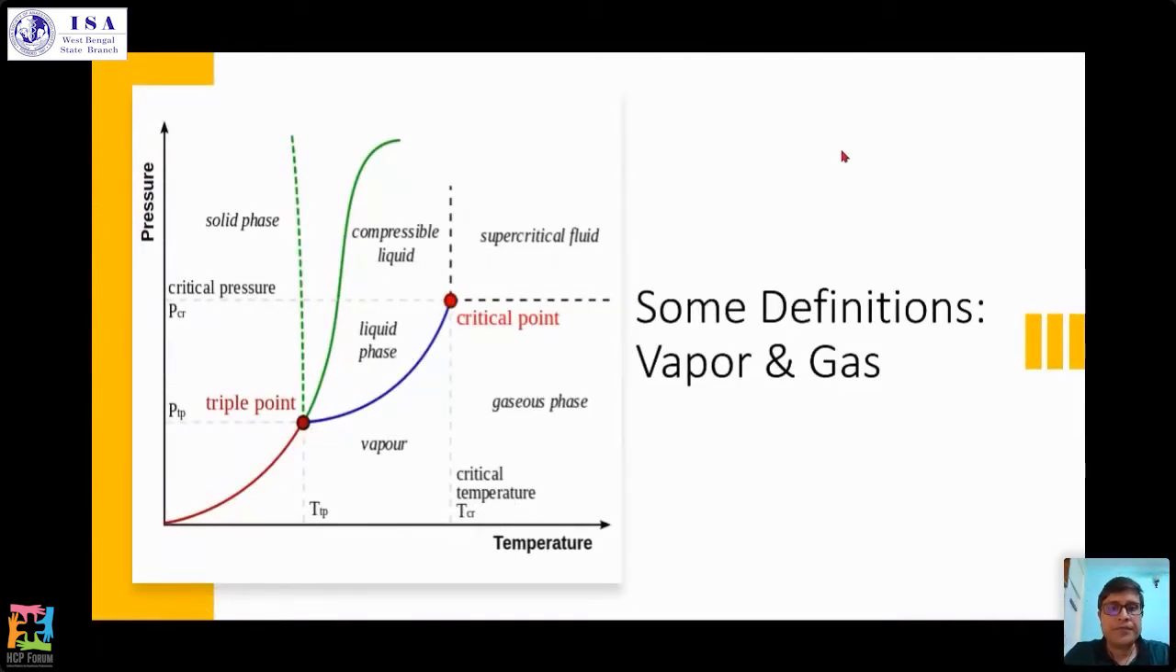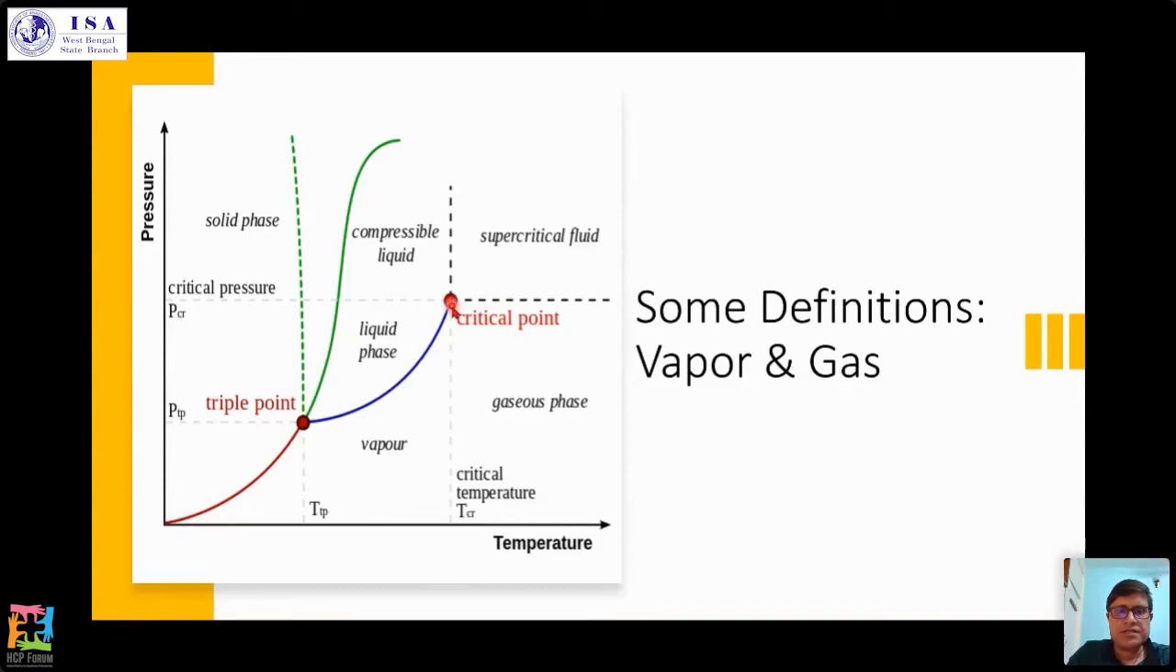This is a very critical diagram. On the horizontal axis, we have increasing temperature. On the vertical axis, we have increasing pressure. And we've got three states of matter. Here we have got solid phase. Here we have got vapor. Here we've got liquid. And here we've got something in between vapor and liquid, which is a supercritical fluid.